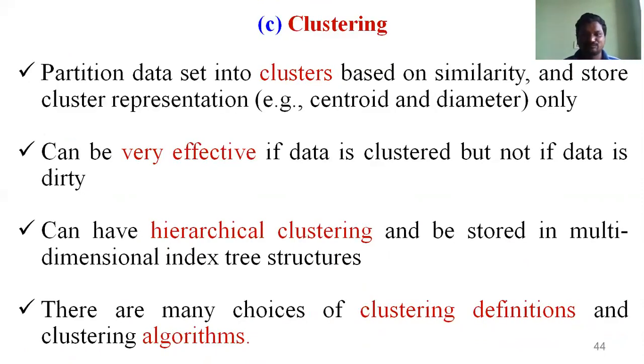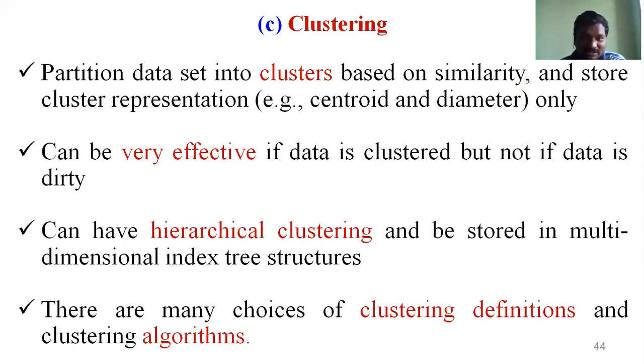The other method is clustering. Clustering means grouping the data without a class label. The clustering process is grouping the data, and each group we call a cluster. A cluster always consists of similar elements.